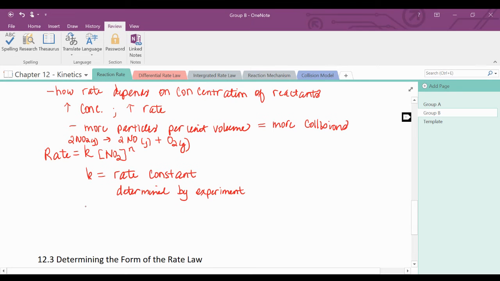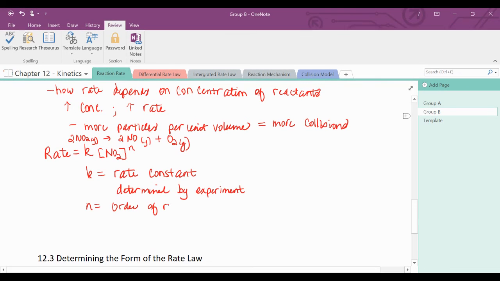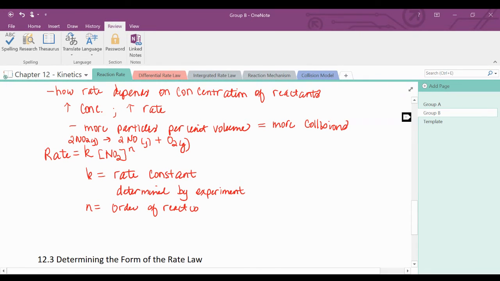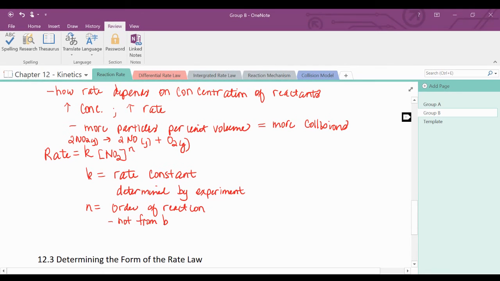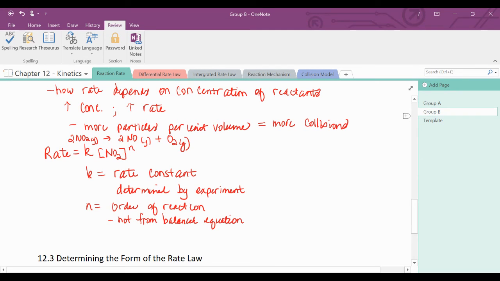And then let's talk about n. So n represents what we call the order of reaction. So it's important to note this is not like how we set up Q and K. We are not using the coefficients in the balanced equation. Okay. In other words, the way we actually determine n is by experimental data.